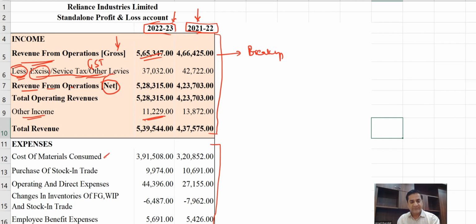The first type of expense which is mentioned in the income statement under the expenses head is the cost of material sold. Now, what is this cost of material sold? It represents the cost of raw materials and the other inputs that Reliance Industries use to produce the goods and services, right? This is nothing but the materials that has been consumed.